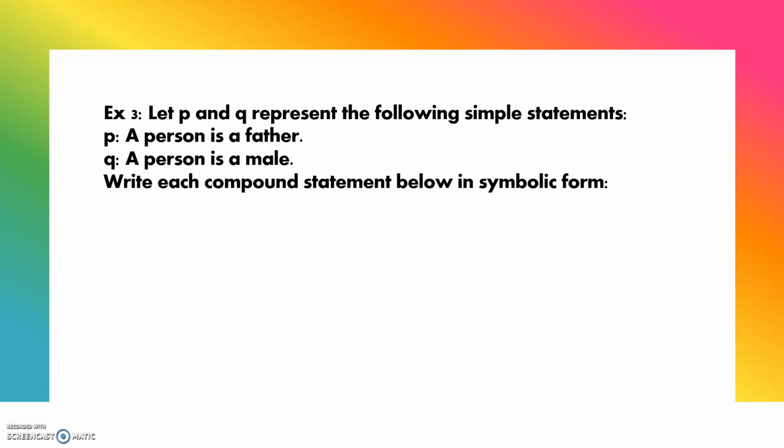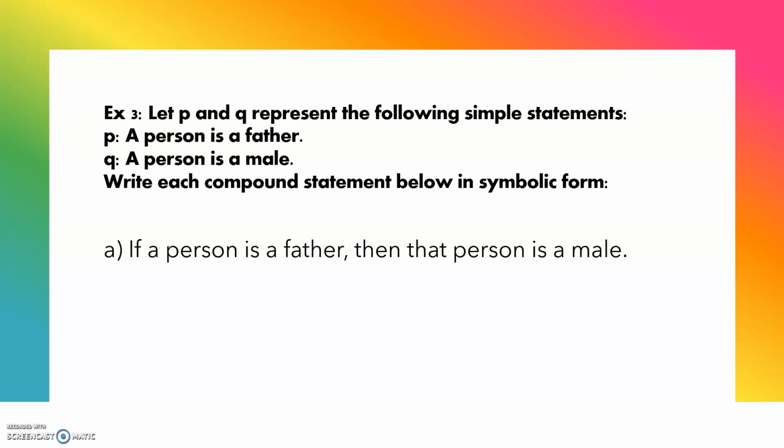So here's an example. Let P and Q represent the following simple statements. A person is a father, that's P. A person is a male, that's Q. We want to write each of these compound statements in symbolic form. So here's the first one. If a person is a father, then that person is a male. So that's the if-then statement. The first statement is P. The second statement is Q. So that would just look like P, if P, then Q with the arrow.